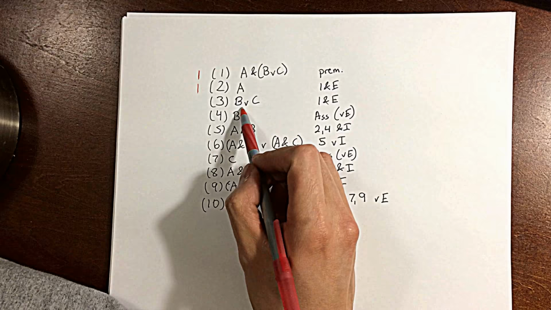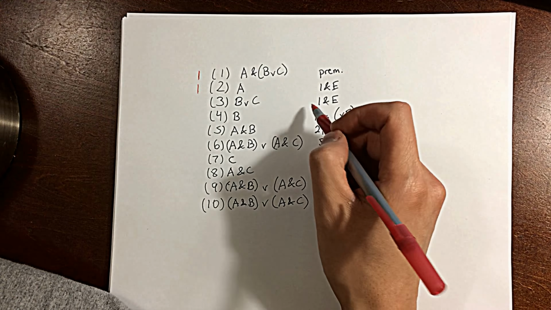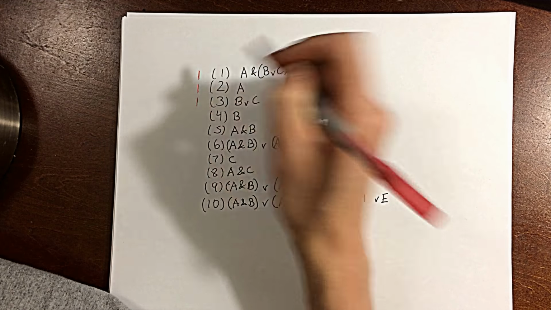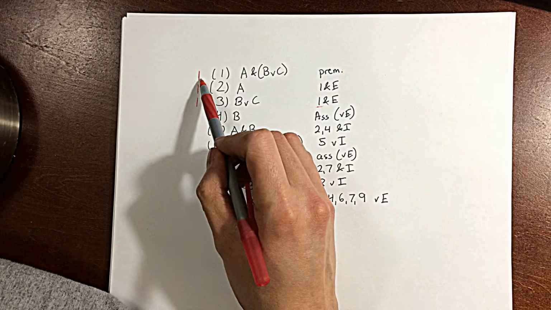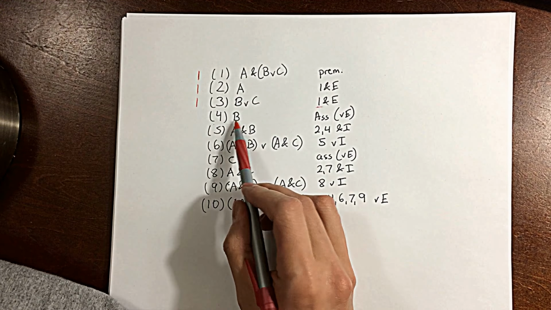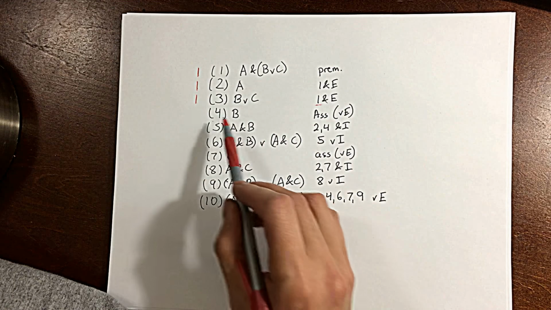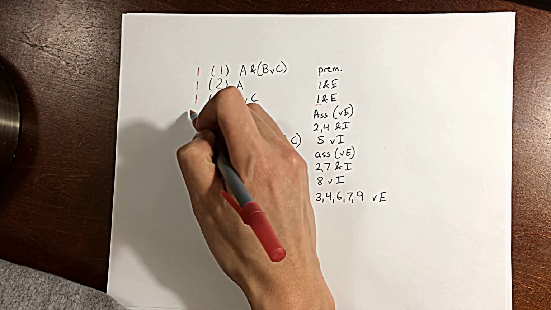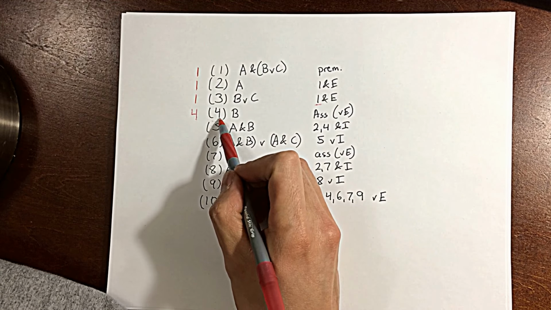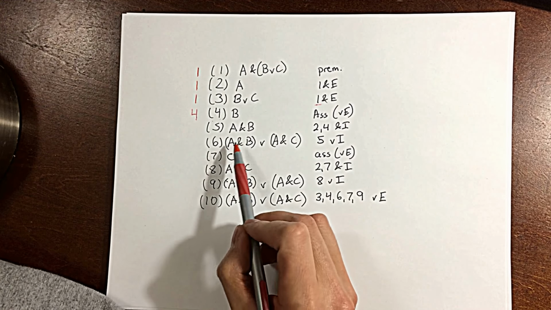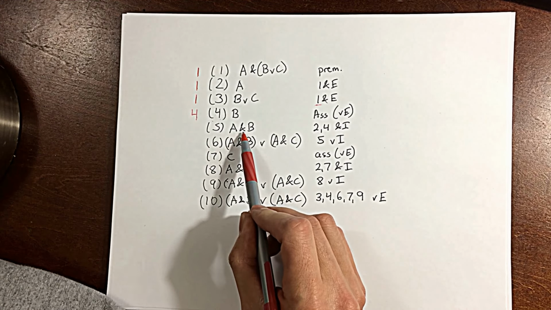Okay, so line 3 comes from line 1 just in the same way as line 2 does, and so line 3 will also depend on 1, since it's gotten from 1, and 1 depends on 1. Here, B is an assumption, so B has to have its dependency number match its line number.